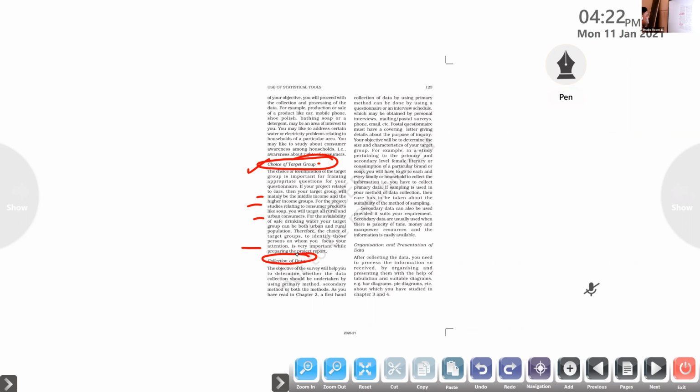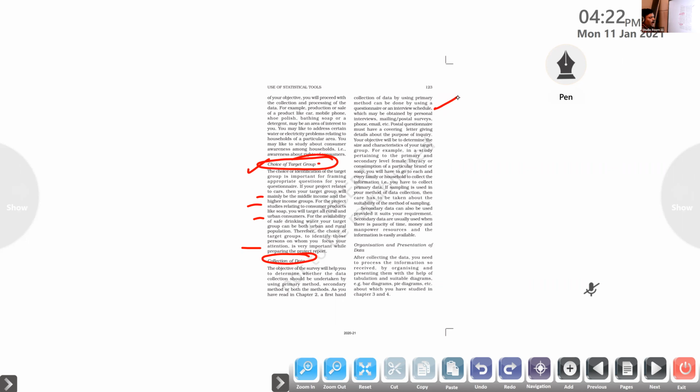The objective of the survey will help you to determine whether the data collection should be undertaken by using primary method, secondary method, or both the methods. Primary method means directly, okay, from the sample, or secondary data means newspaper, magazines, like that, or other published data. As you have read in chapter 2, a first-hand collection of data by using primary method can be done by using a questionnaire or an interview schedule.